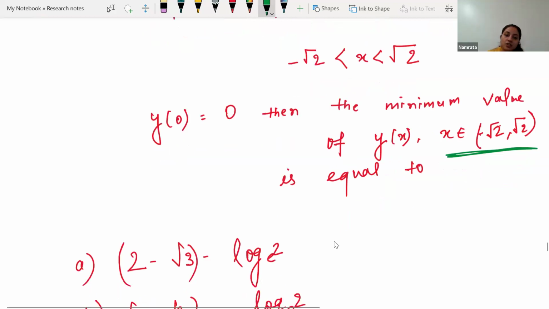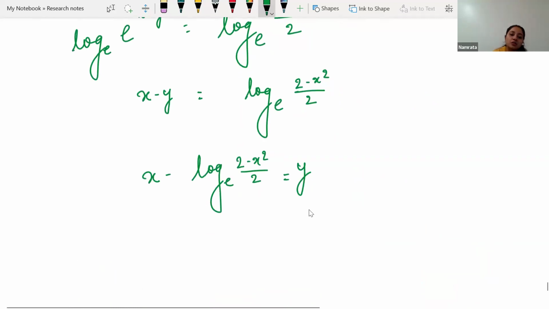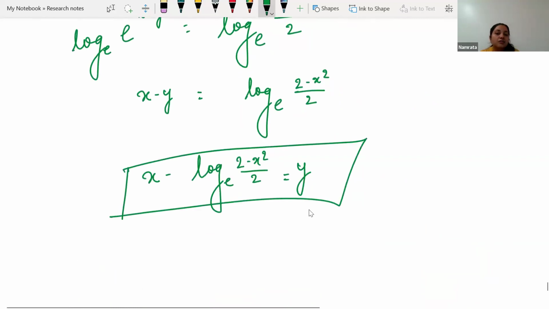So in this solution, we use the original equation to find y. Now this solution we are going to use as the equation to find the point of minima. Let's do that. We first find dy by dx, and then we find the critical point, and either the first derivative test or the second derivative test we apply to check the point of minima. From here we are going to start.